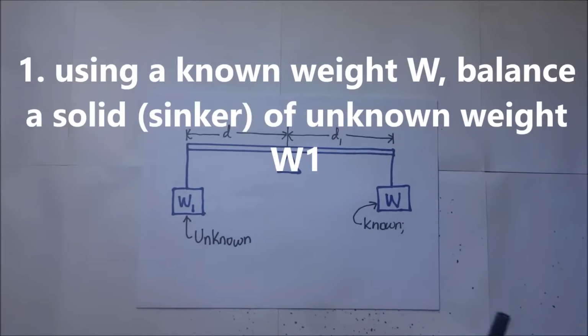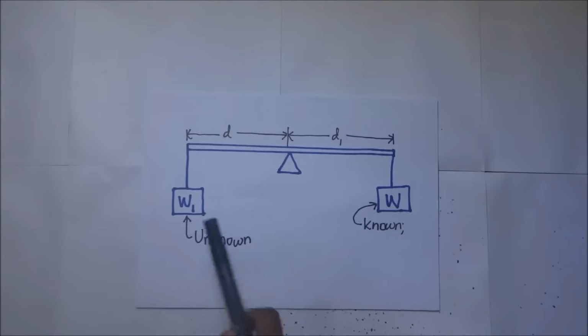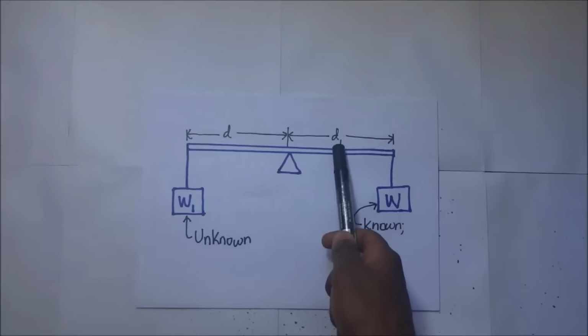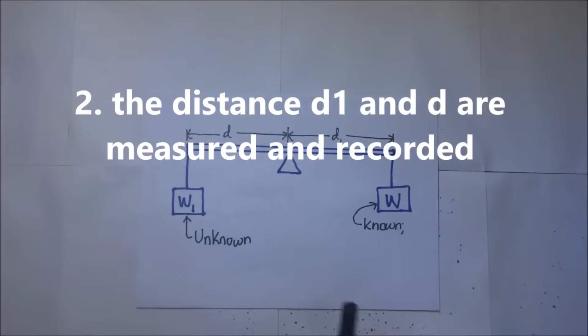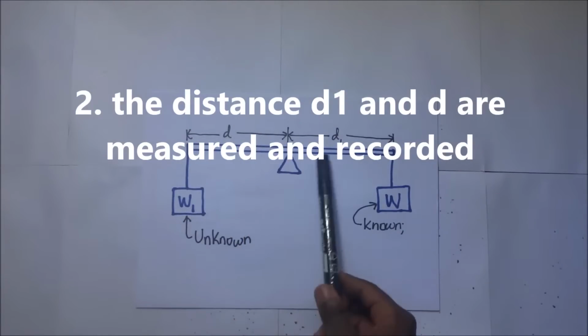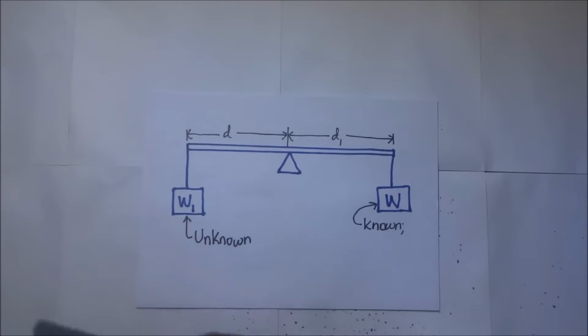So to begin, we are going to use a known weight and balance it with this sinker that we have, whose weight is W1. After balancing them, we shall get the distance D1 from the pivot to the known weight, and the distance D. We measure and record D1 and D, and when we do so, we shall take moments about this pivot.